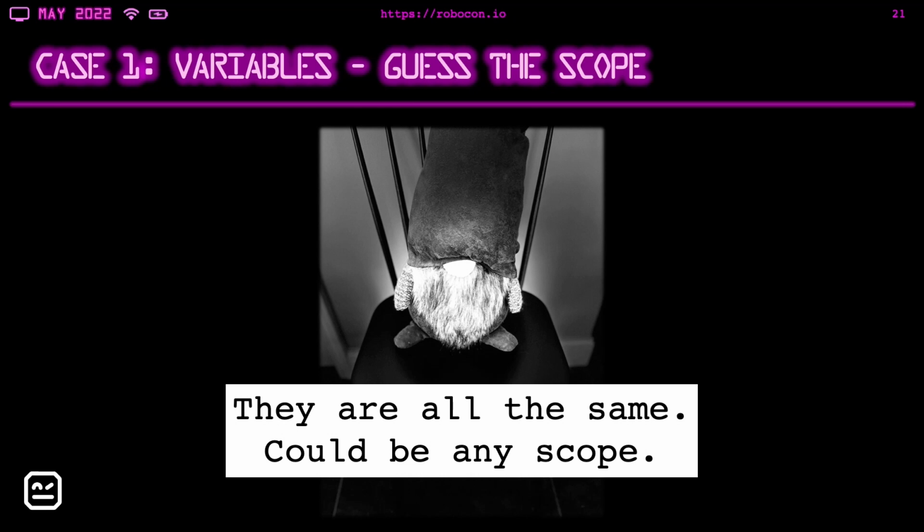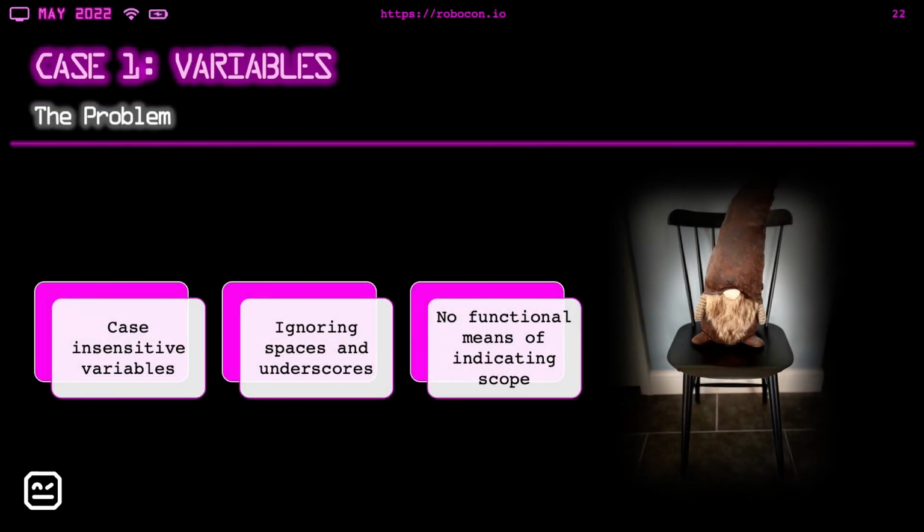The truth is, all those variables are treated exactly the same. And they could be of any scope. There's no right or wrong answer in Robot Framework land, but I'll get to that in just a minute. Case insensitive, ignoring spaces and underscores, and no functional means of indicating scope. In other words, we don't have anything really built in that we can bake in the scope of a variable as we're declaring it. So that if we're using it later on, it might throw an error or something along those lines.